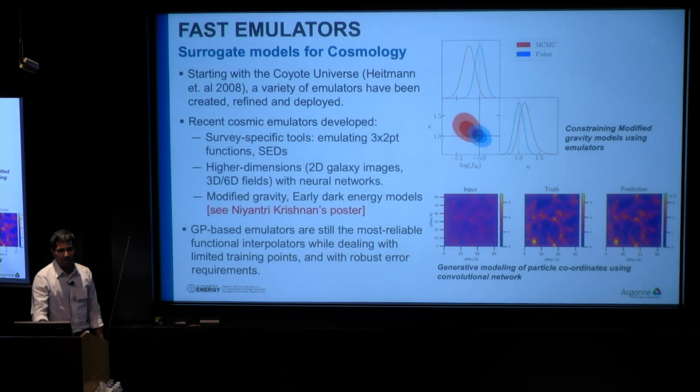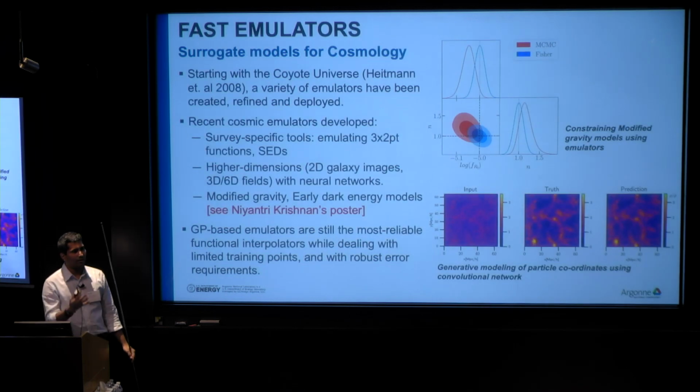Coming to emulators, with running HACC simulations, we've been creating a lot of different emulators since 2008, starting with things like Coyote Universe, which was meant for the dark matter power spectrum. Since then, we have extended these emulators to larger and larger k range. We've gone to sub-percent levels in terms of accuracy.